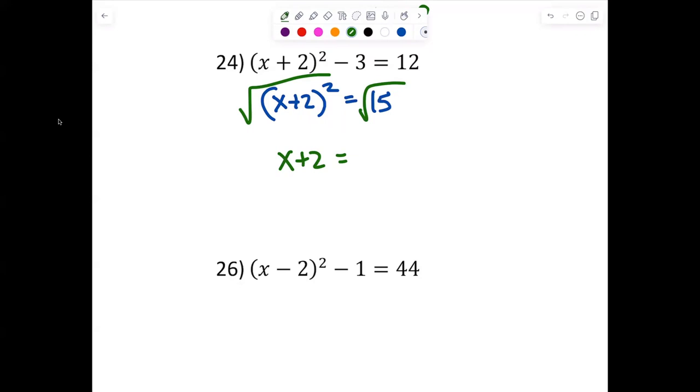But don't forget the... Yeah, that's the mistake everybody makes. Plus or minus square root of 15. And now this time, your final step is just to move the 2 over. When I move the 2 over, it becomes what? -2. Put it first. -2 plus or minus the square root of 15.